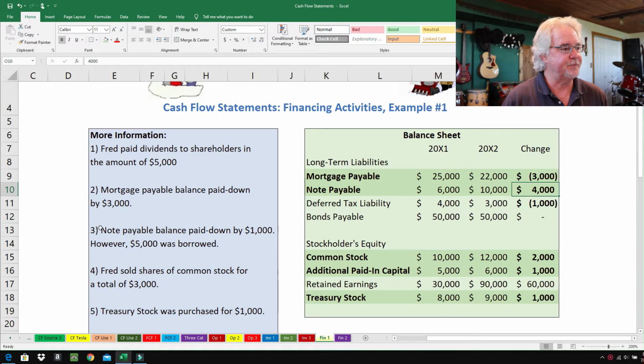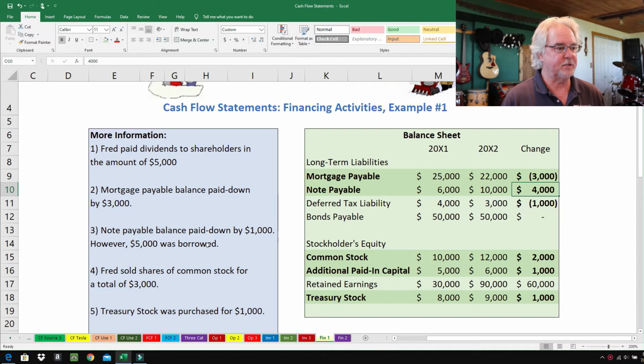So let's see here. Note number 3 here, note payable balance was paid down by $1,000. However, $5,000 was borrowed. So if it was paid down by $1,000 and $5,000 was borrowed, that would explain this $4,000 increase in that account. We need to have this on our cash flow statement because these are cash transactions: paid down by $1,000 and $5,000 borrowed.